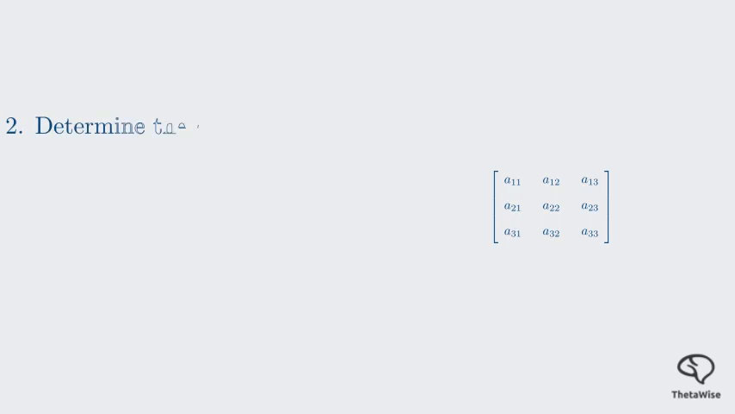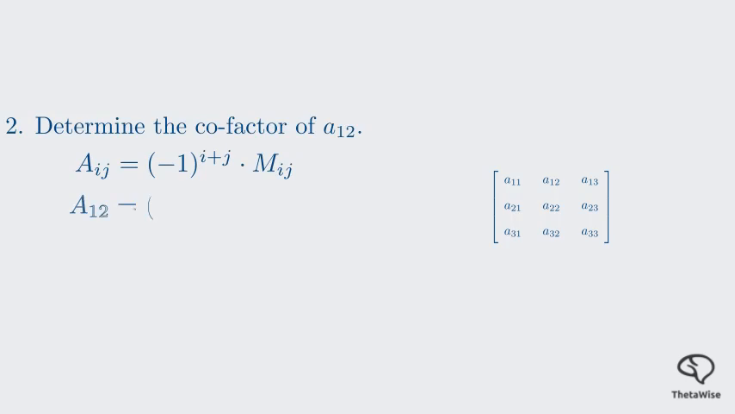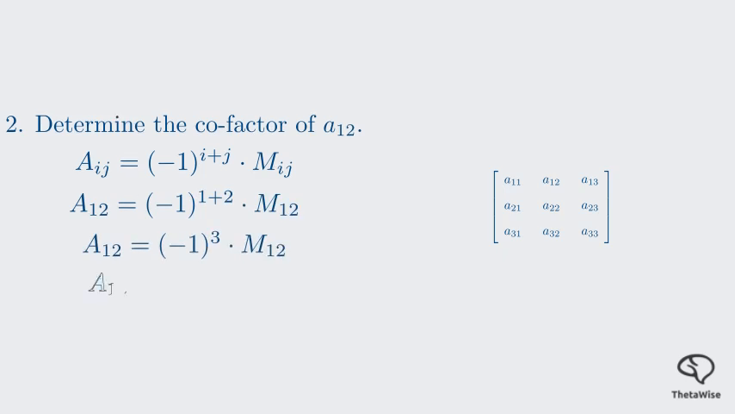Again, we start with the formula. A sub ij equals -1 to the power of i plus j times the minor M sub ij. For a sub 1,2, our row number i is 1 and our column number j is 2. So the exponent becomes 1 plus 2. We have -1 to the power of 1 plus 2, multiplied by the minor M sub 1,2. The exponent 1 plus 2 is 3, which is an odd number. -1 to the power of 3 is -1. So the sign for this cofactor will be negative.